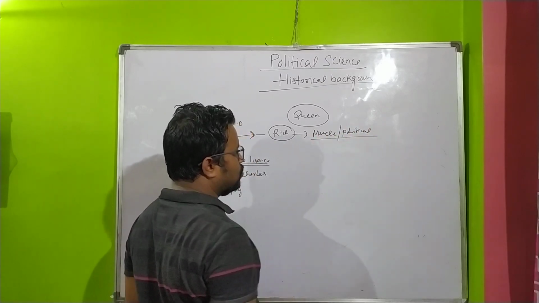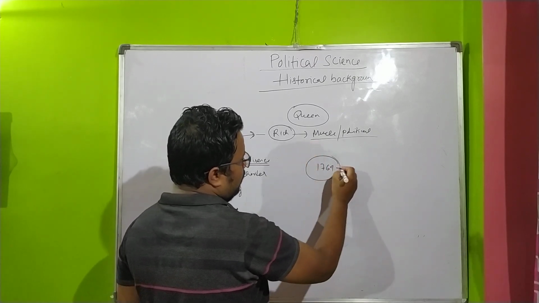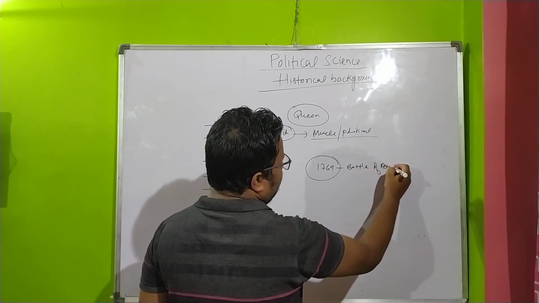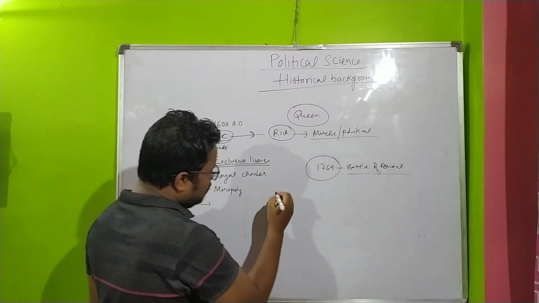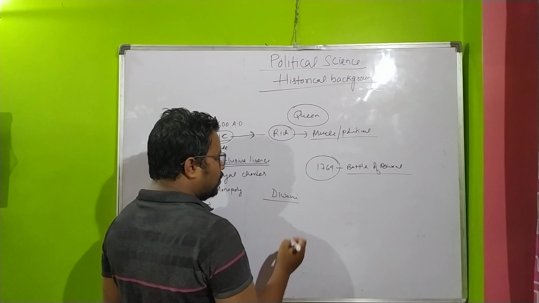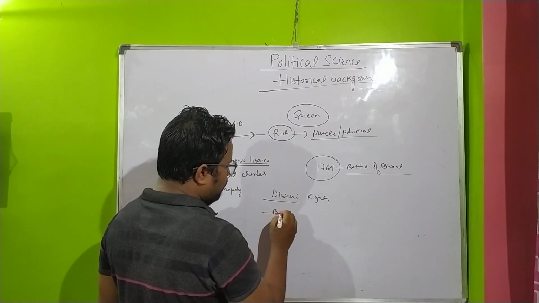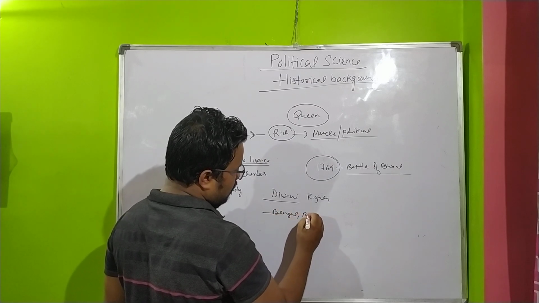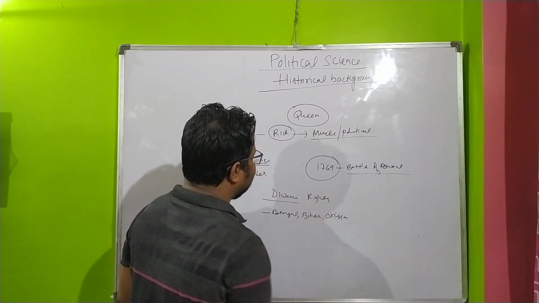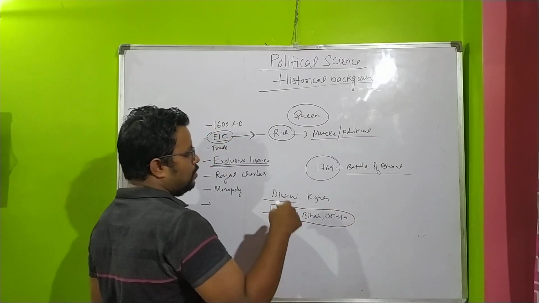As a result, what happens? In 1764, after winning the Battle of Buxar, they got the Diwani rights from Bengal, Bihar and Orissa. They got the Diwani rights from the states of Bengal, Bihar and Orissa.